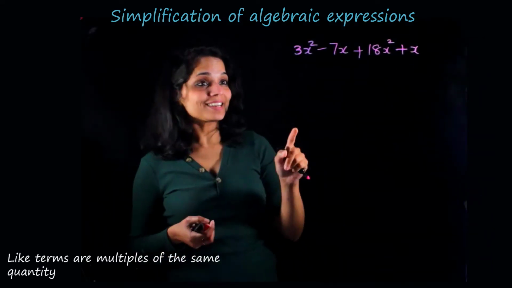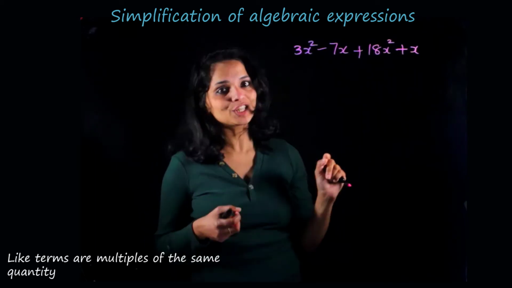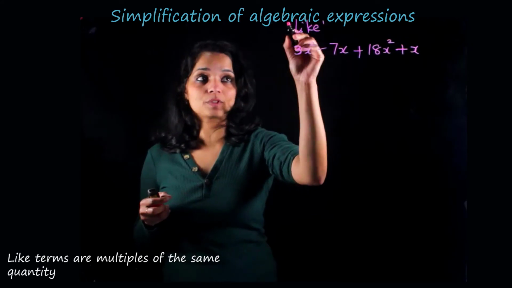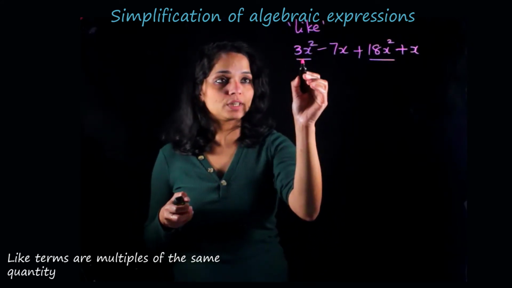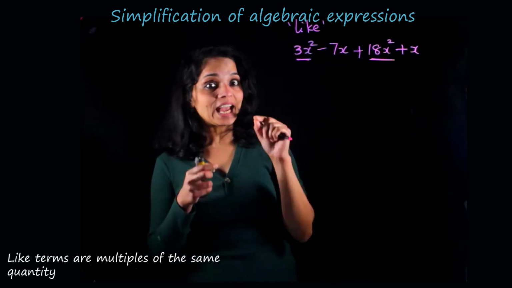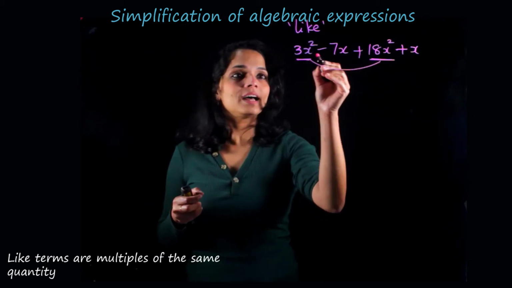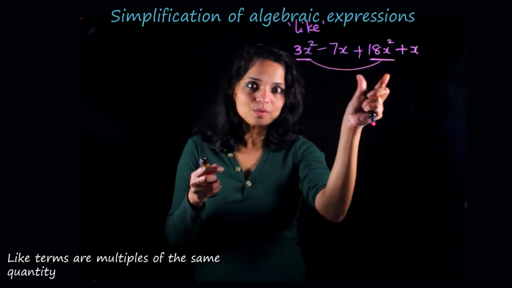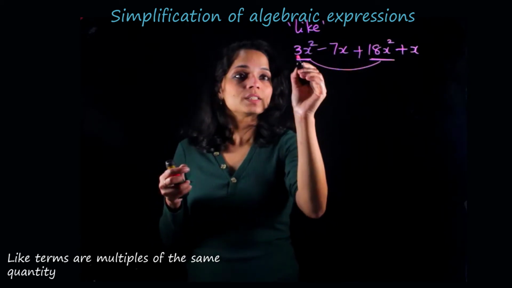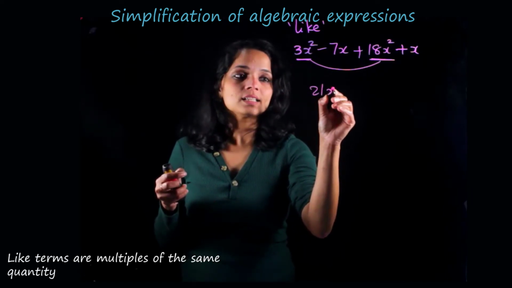Let's now consider another example: 3x squared minus 7x plus 18x squared plus x. We need to simplify this one. Again, we look for the like terms. 3x squared and 18x squared are both multiples of x squared, so they are like terms. We can club these two together and add the coefficients: 3 plus 18, which is 21, so 21x squared.